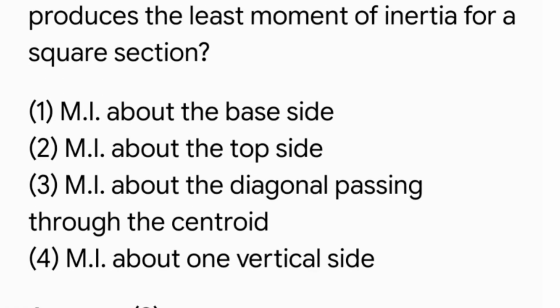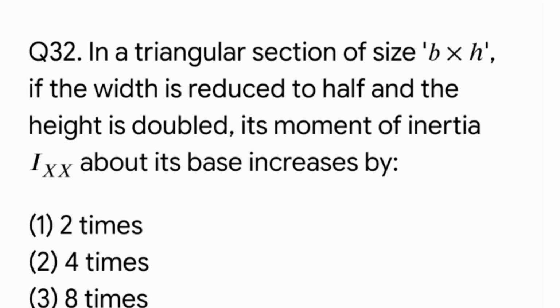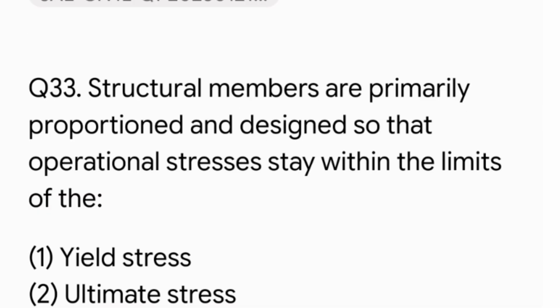Next question. Which of the following cases produces the least moment of inertia for a square section? Correct answer: MI about the diagonal passing through the center. Next question. In a triangular section of size b into h, if the width is reduced to half and the height is doubled, its moment of inertia about its base increases by? Correct answer: 1/4.